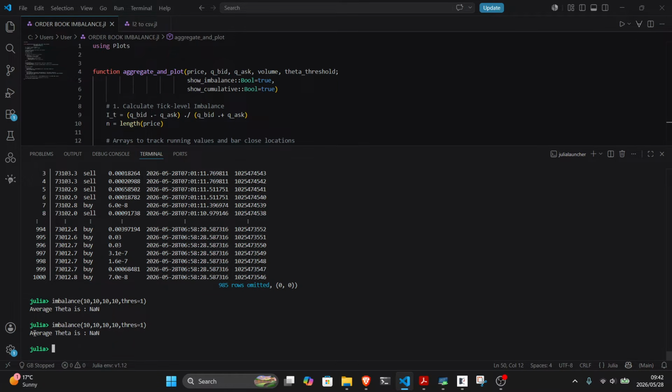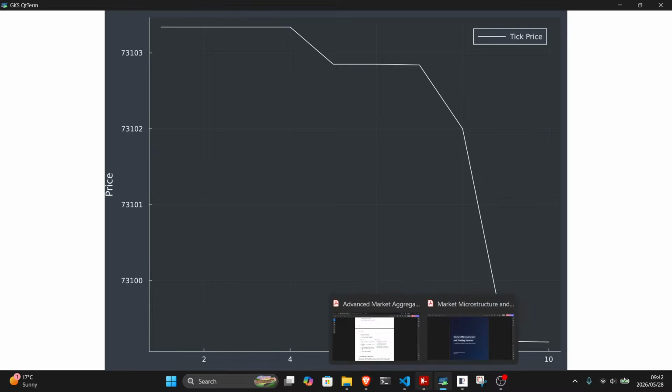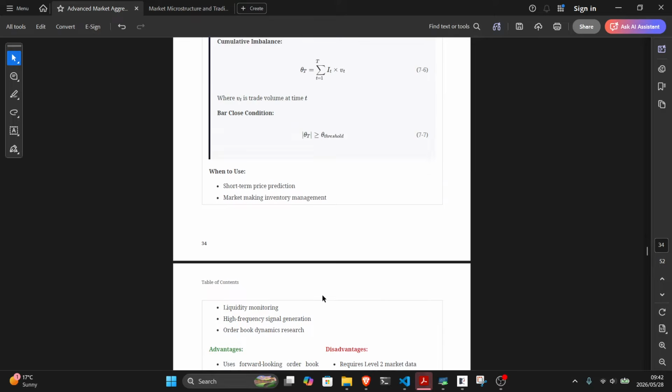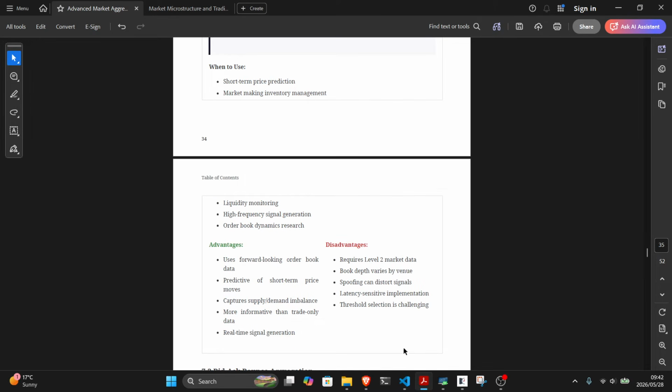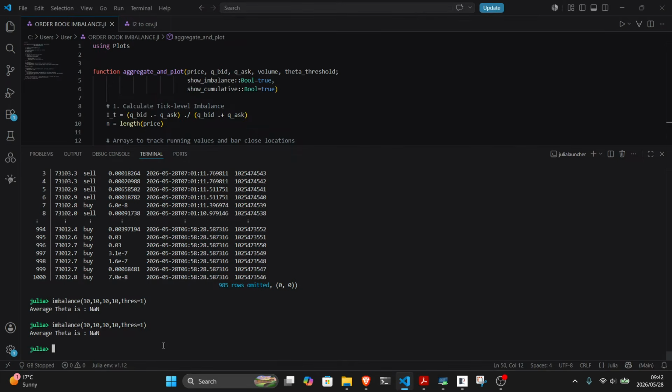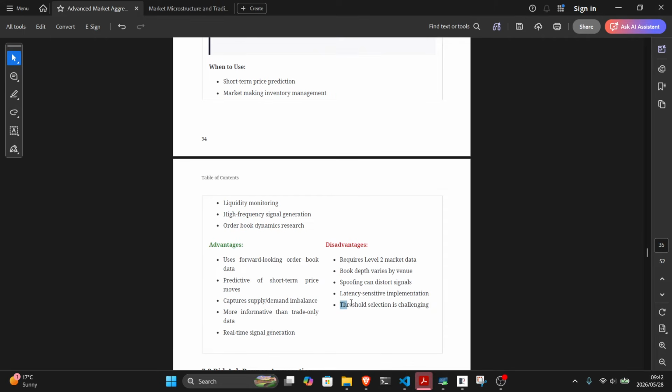And you can see our average theta is not a number. If you go look, there is no bar close condition being met, because it's just too short to really have anything of interest. And again, it's most likely because of this threshold. Remember what one of the disadvantages was? Threshold selection is challenging. Let me show you what I mean.